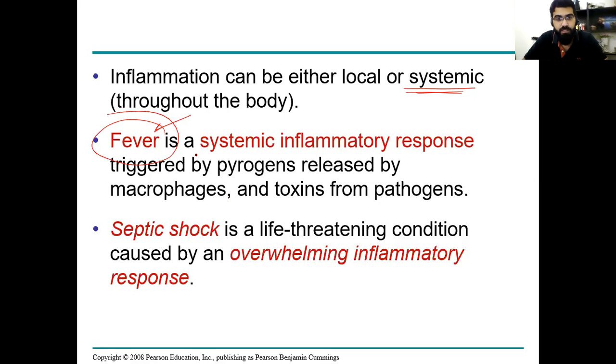Okay, but in general, all vertebrates, or sorry, mammals, have this technique of systemic inflammatory response triggered by pathogens, released by macrophages and toxins from pathogens. So when the pathogen enters, the pathogen also releases toxins, right? Such as bacteria releasing toxins. These toxins trigger the body to make a systemic inflammatory response, which is to make a fever or raise its temperature.